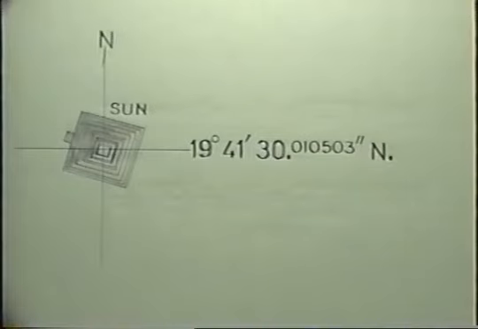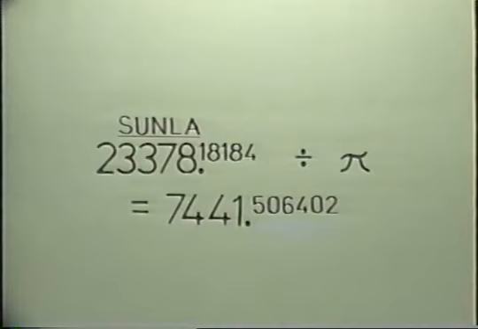And the sun finally speaks. I'm a pi multiplex, and I will show anyone why I am where I am, if they know my language. As for the matrix proper, the sun addresses it from its grid latitude of 23,378.18184. The access key is, of course, pi. Divide it by pi itself, and we find the 7441.506 square foot area of Stonehenge.